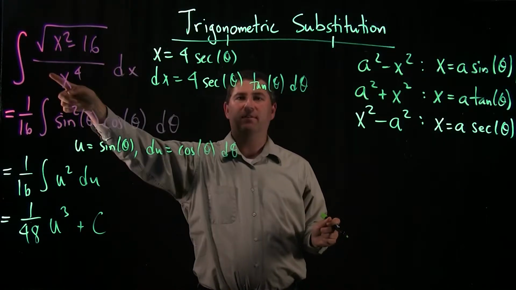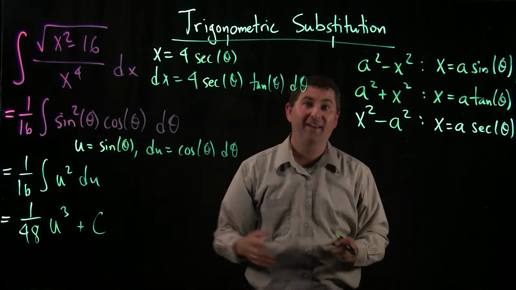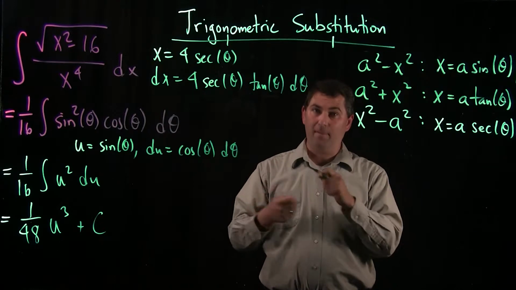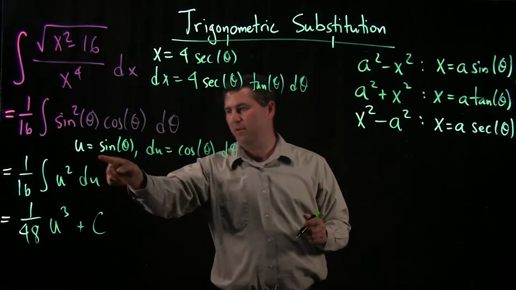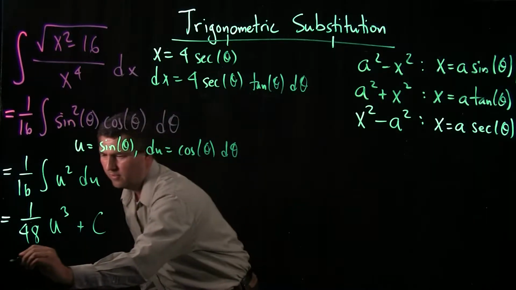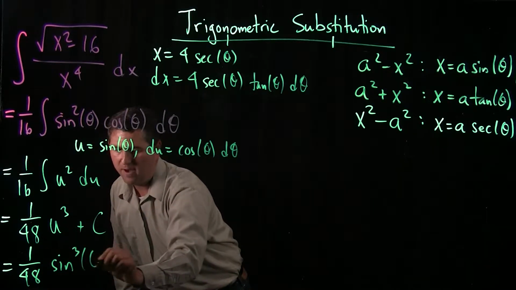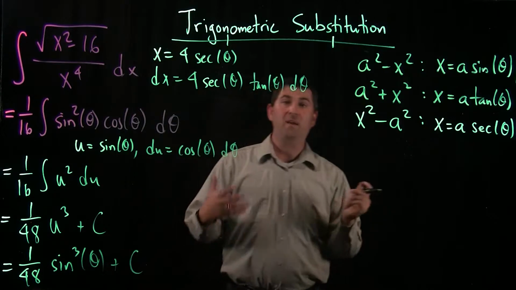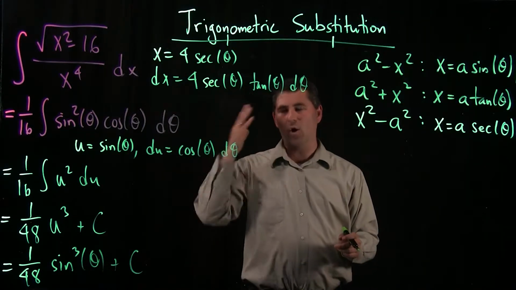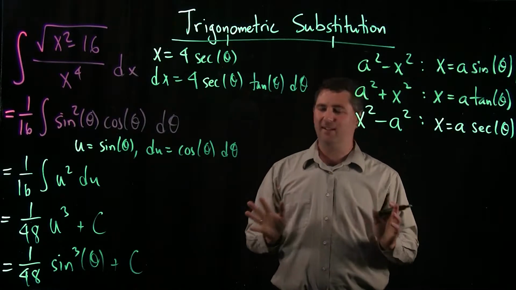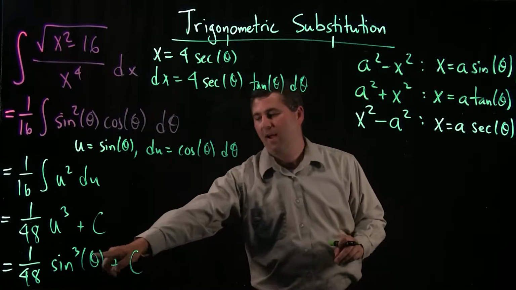I started with x's. I ended up with u's. I don't want u's, I want x's. So I'm going to have to back substitute. All right, but that wasn't so bad. u is sine theta, so this is 1/48 sine cubed theta. So I'm done, right? No, I want x's. Didn't you hear me the first time? Just kidding.